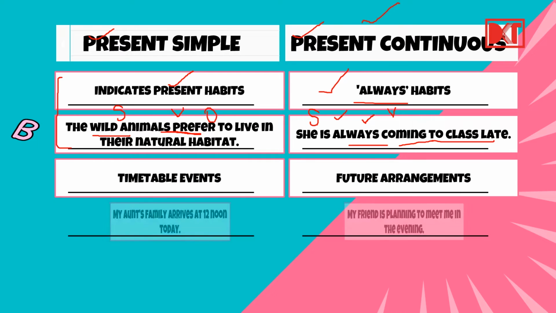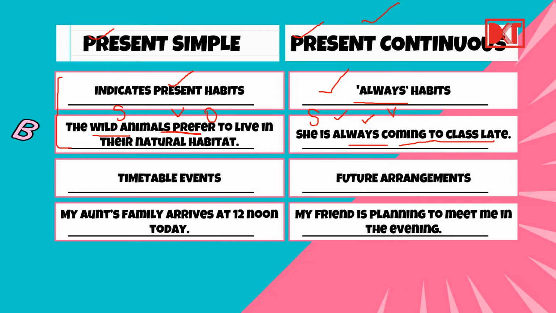Now when we are talking about some timetable events, like some things which are set as per the timetable, like my aunt's family arrives at 12 noon today. Right, this is a timetable event. So for that we use present simple. Then for some kind of future arrangements, but immediate. Alright, immediate future arrangements which you are planning right now or which you are talking about right now.